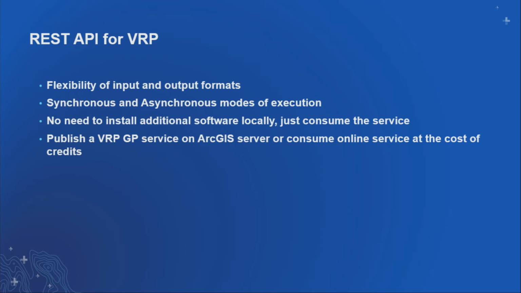There's flexibility of input and output parameters. In here, I am able to send just the JSON strings as input compared to feature classes, which we want in ArcGIS Desktop. For modes of execution, we have 2, synchronous and asynchronous execution, and in the next slide, I'll show you the difference between those. You don't need to install any additional software for this. You just have to consume the service we have online for you. Or otherwise, if you have ArcGIS Enterprise license, you just have to publish the VRP GP service, and then you'd be able to go ahead with that.